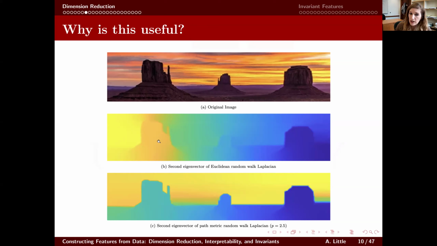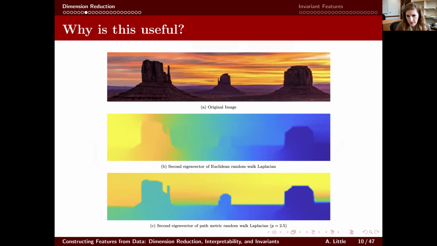If you do this according to Euclidean distance and look at the second eigenvector of the random walk Laplacian, you can see it's going to cut left to right because it's such an elongated domain. Whereas if you look at this same eigenvector with a graph Laplacian constructed from this path metric with a P of 2.5, you can see that this cut is following the horizon and really respecting the underlying geometry of the image.